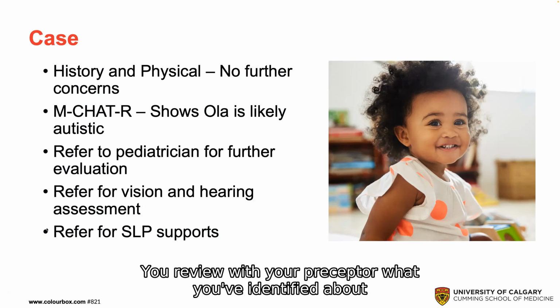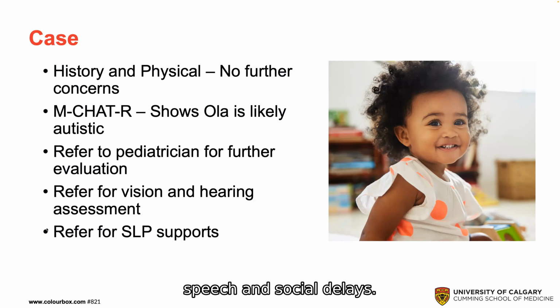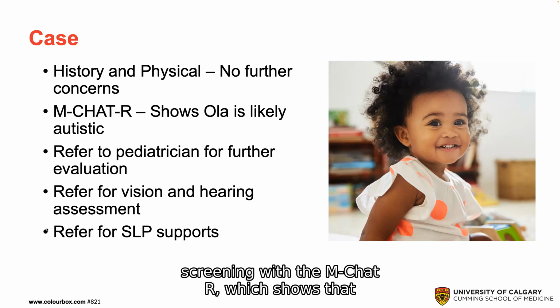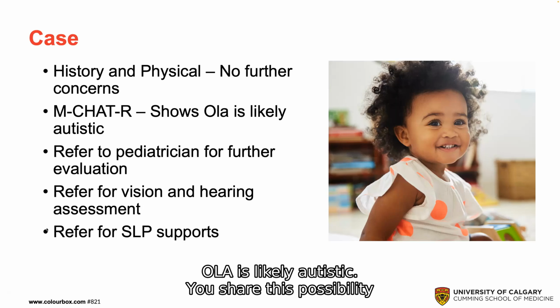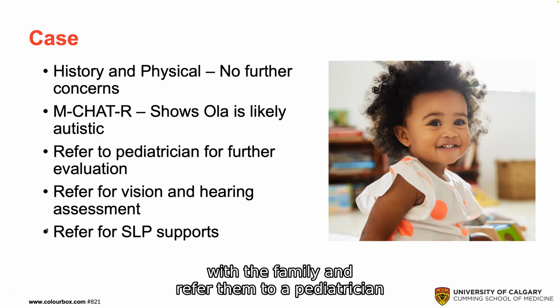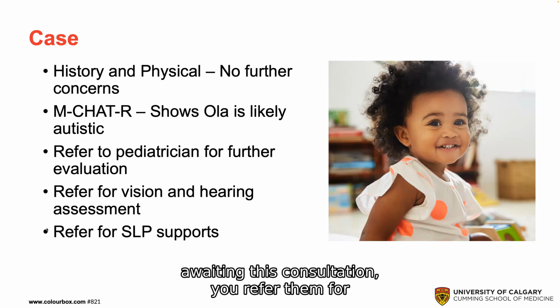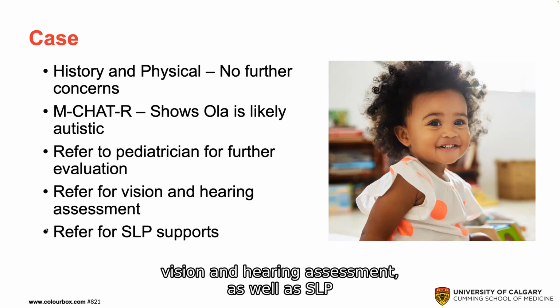You review with your preceptor what you've identified about speech and social delays. You identify that this clinical presentation could represent autism. Given this possibility, you do specific developmental screening with the MCHAT-R, which shows that Ola is likely autistic. You share this possibility with the family and refer them to a pediatrician for a formal diagnostic evaluation. While they're awaiting this consultation, you refer them for vision and hearing assessment, as well as SLP support.